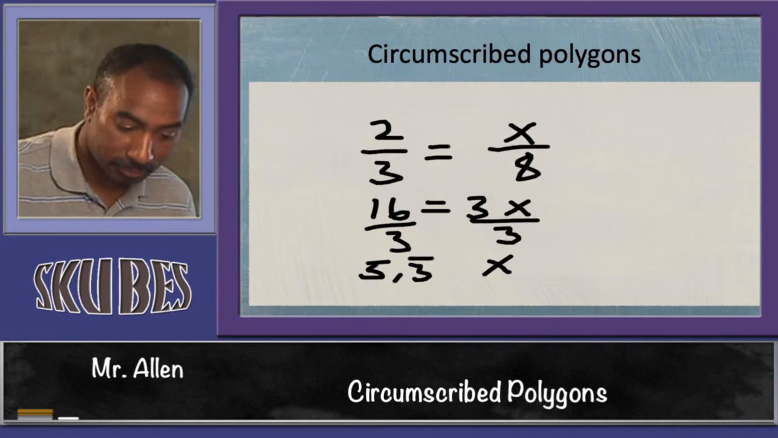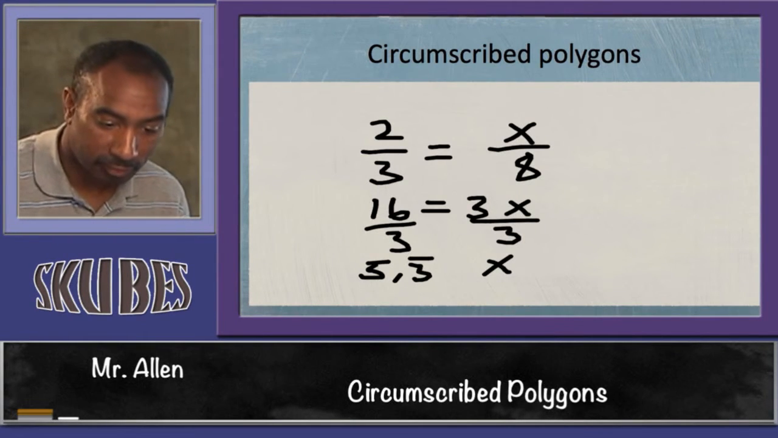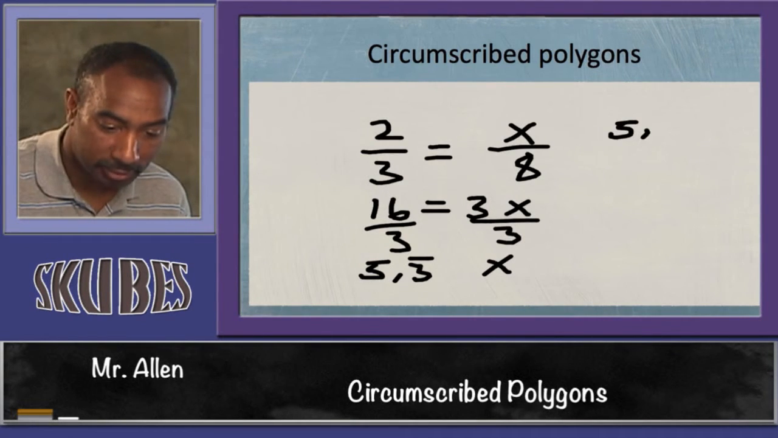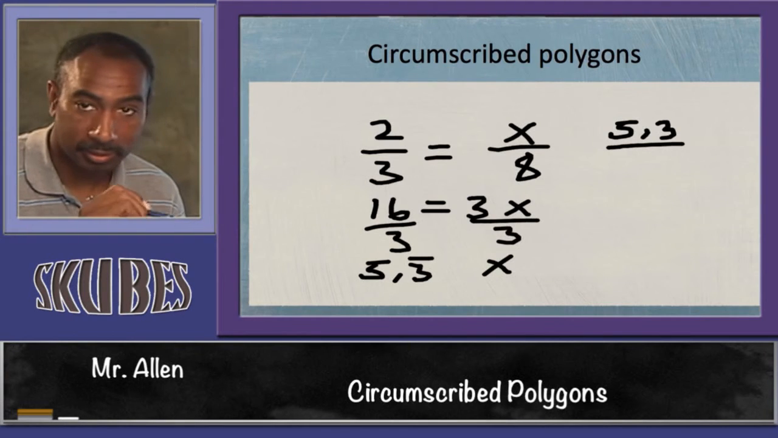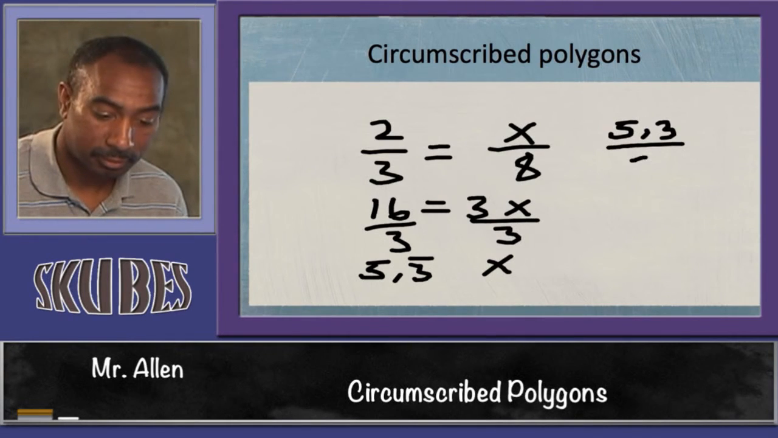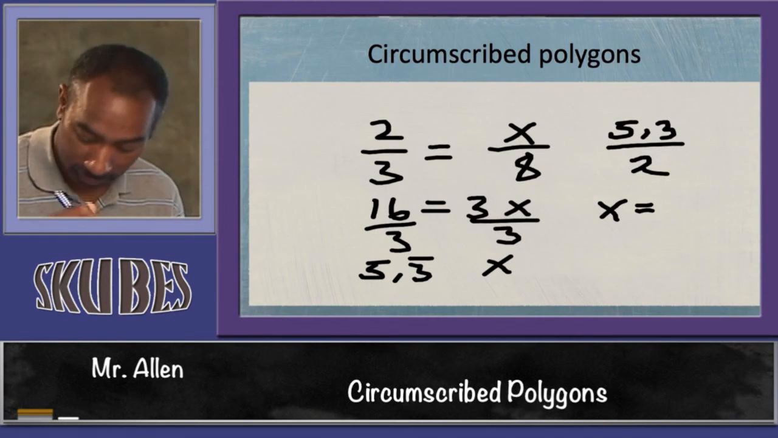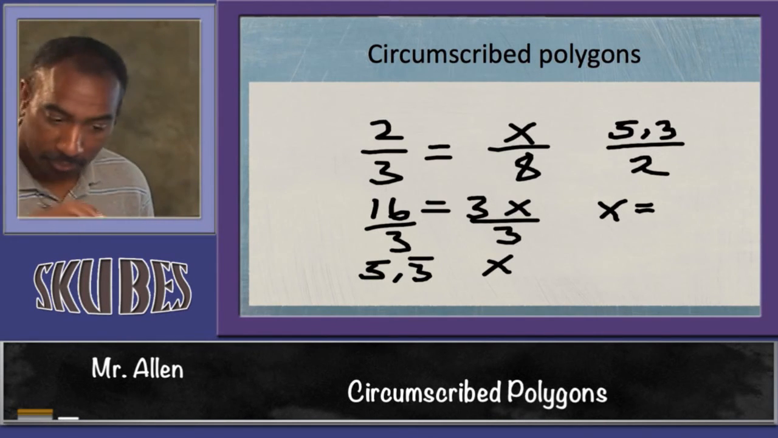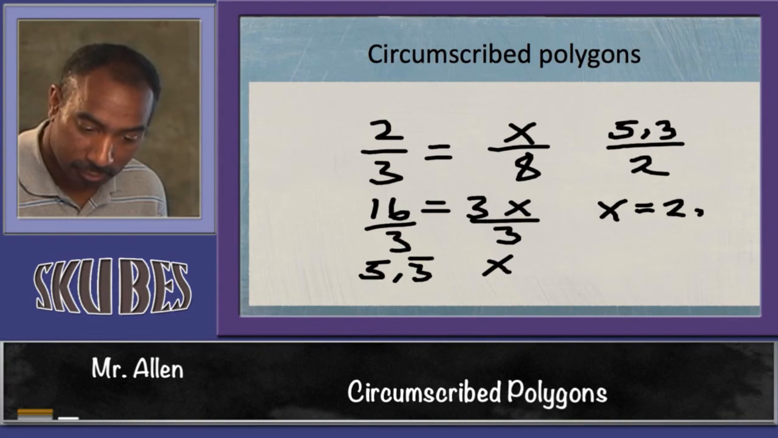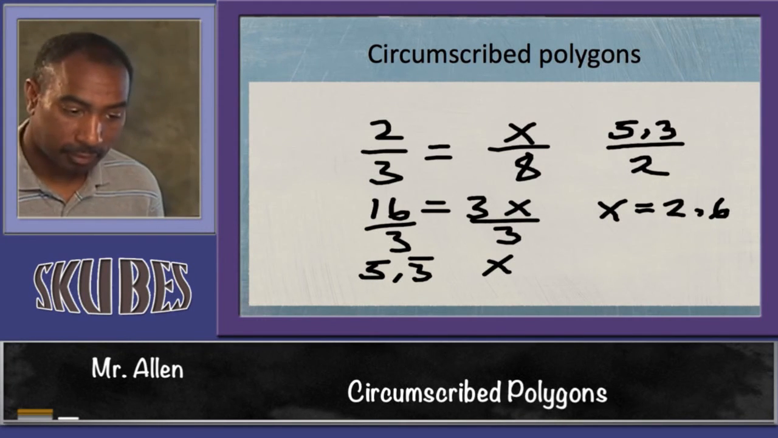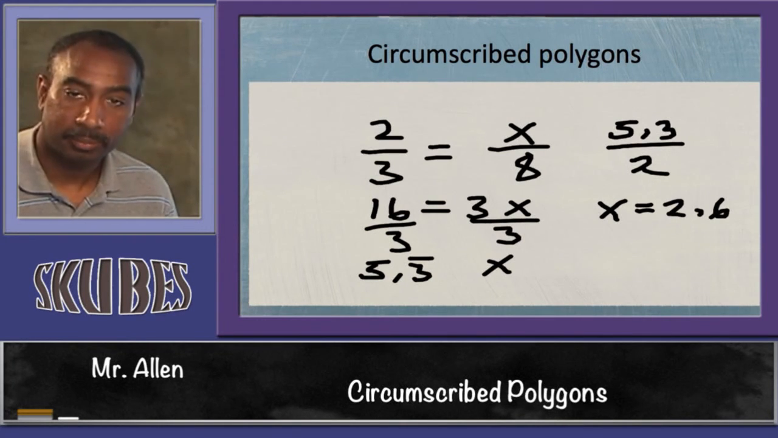I believe this repeats. And if you divide 5.3 by 2, we divide by 2 because we want the radius, that's the diameter. Then we get x is approximately 2.6. This concludes the lesson for circumscribed polygons.